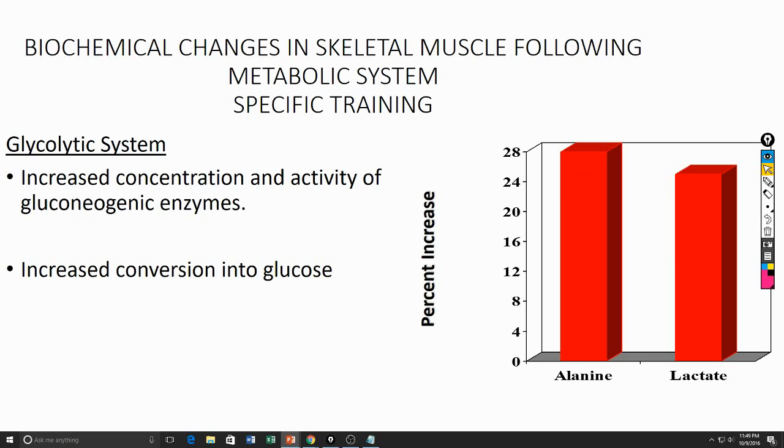Okay, so more with that. This is gluconeogenic enzymes or gluconeogenic factors. Alanine is an amino acid that's used within gluconeogenesis, and then lactate once again can be used as well. So you have a faster conversion of alanine and lactic acid to glucose through gluconeogenesis.